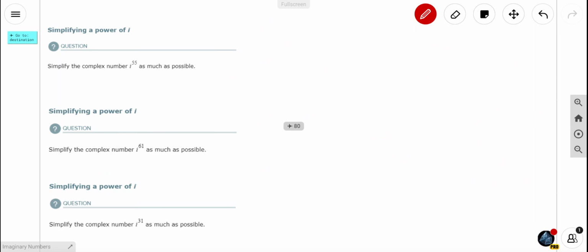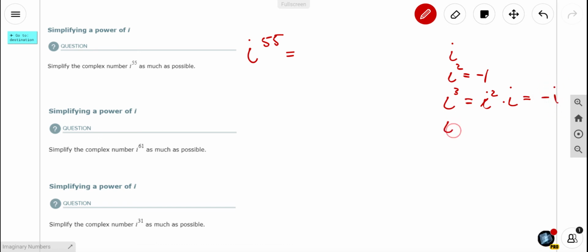This is the last topic, and it says simplify i to the 55 as much as possible. Okay, so here's what I want you to imagine. We're going to actually go through this. i is i. i squared is -1, and you should write this down. What is i cubed? i cubed is i squared times i. And we have to talk about i squared because that has a definition. i squared is -1, so this is negative i. Okay, what happens when we get i to the 4th? We get i squared times i squared, which is -1 times -1, which is +1.